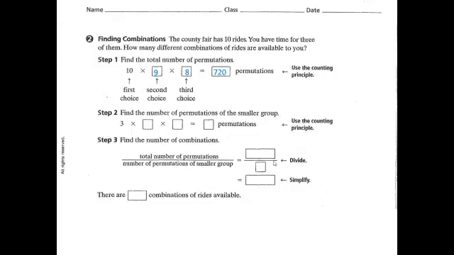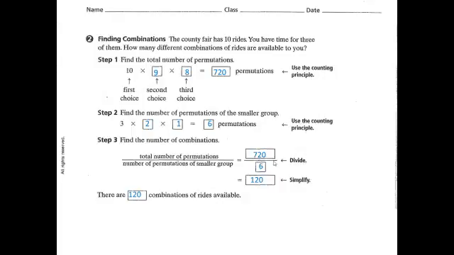Now, if we listed all of those out, we'd find very quickly that many of them are duplicates. So that's why we need the bottom part of this. We have to find the number of permutations for the smaller group. Well, there are only 3 rides that you get to go on. So you have 3 for the first choice, 2 for the second choice, and 1 for the third choice, which gives you a total of 6 permutations. So we're going to take the total number of permutations, 720, over the number of permutations of a small group. So we're going to take 720 divided by 6. Go ahead and do that problem. 720 divided by 6, and you get 120. So there are 120 combinations of rides available.